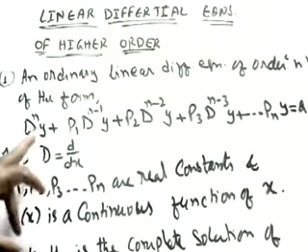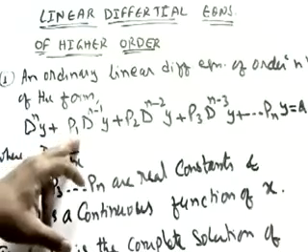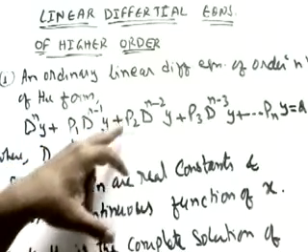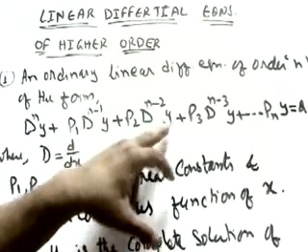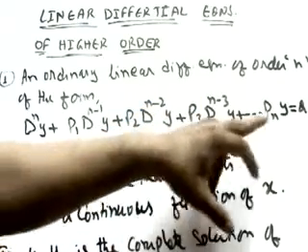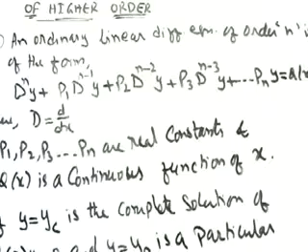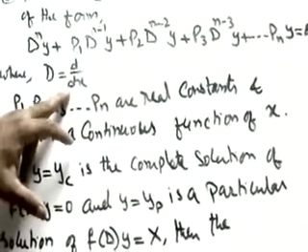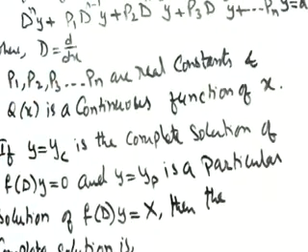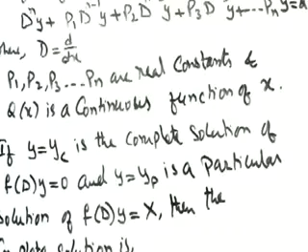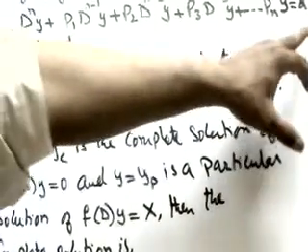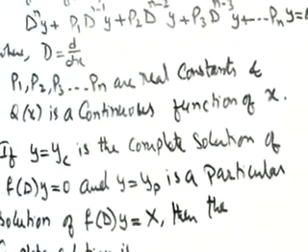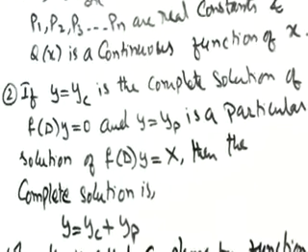An ordinary linear differential equation of higher order is of the form D^n y + p1 D^(n-1) y + p2 D^(n-2) y + p3 D^(n-3) y and so on, plus pn y = Q(x). This is the general equation of a linear differential equation of higher order, where D means d/dx. D is the symbol notation for d/dx, and p1, p2, p3 and so on up to pn are real constants, and Q(x), on the right side, is a continuous function of x.